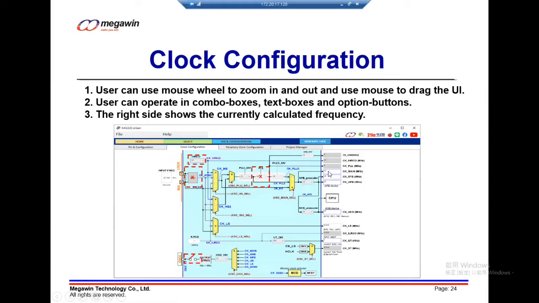But if your target output frequency is not suitable to calculate, then the UI will give you a suggestion to make the user design. They can use that output frequency, or they can change the input frequencies.